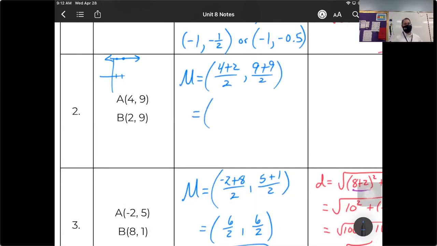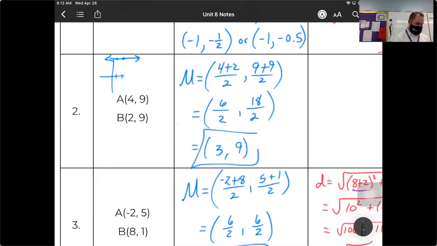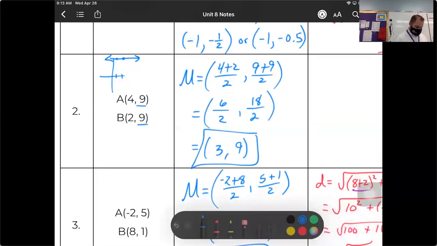Then we start to simplify. 4 plus 2 is what? 6. So we got 6 over 2 again, which will be 3. And then 9 plus 9 is 18 over 2. But what's 18 divided by 2? It goes back to being 9. Notice how it has the same y value as the other 2. Well, that's because it's a horizontal line. If they're lined up horizontally with the same y value, anything between them, like the midpoint, would have the same y value also. Now, that would also kind of work the same if they were lined up vertically with the same x values. Okay? Now let's look at our distance formula again.